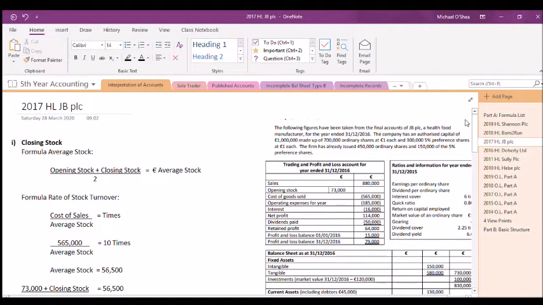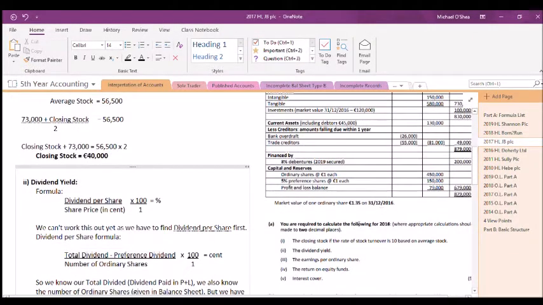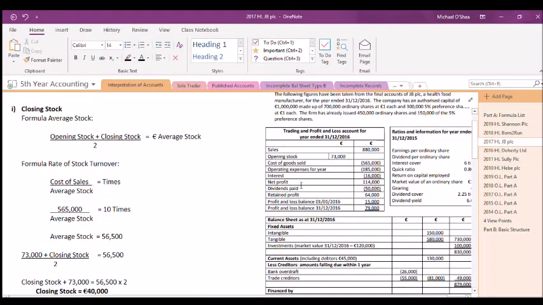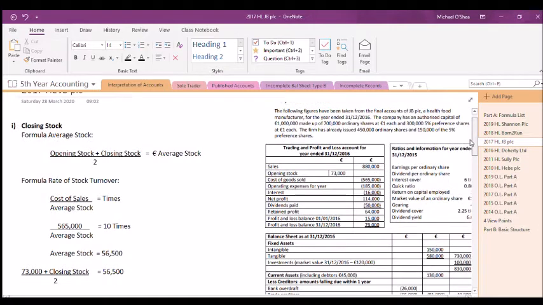The interpretation of accounts question from the 2017 paper, it's JB PLC. The first ask is to find the closing stock if the rate of stock turnover is 10 based on average stock. So we need to find the closing stock. If we look in the profit and loss or in the balance sheet, we're not told what closing stock is. So we need to find closing stock.